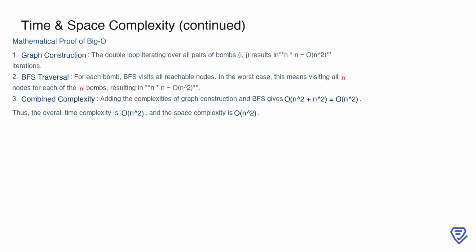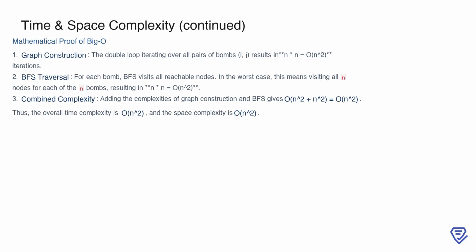To mathematically prove the big O complexities, let's revisit the two main components. First, graph construction involves a double loop iterating over all pairs of bombs. Since there are n bombs, this results in n times n iterations, which is O(n²). Next, BFS traversal visits all reachable nodes for each bomb. In the worst case, this means visiting all n nodes during each of the n BFS calls, resulting in n times n iterations, which is also O(n²).